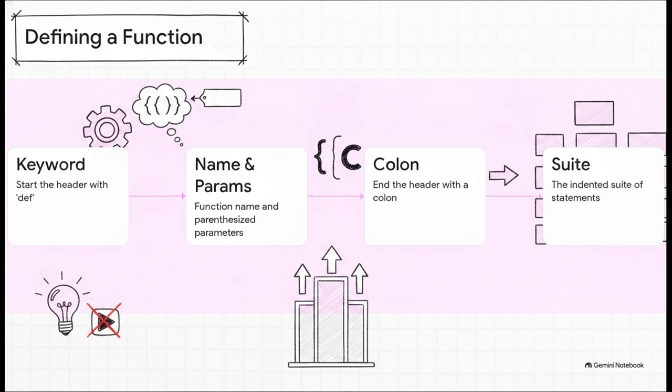Section 4.8 of the documentation outlines the exact structural anatomy of defining a function step by step. Step 1. We start the header with the def keyword. Step 2, we provide the function name, and that's immediately followed by a parenthesized list of formal parameters. Step 3, we lock that header in with that all-important colon. And finally, step 4, we move to the next line and indent our suite. That indented body, that's the core logic of our function.